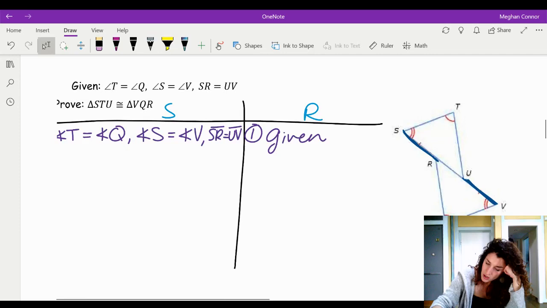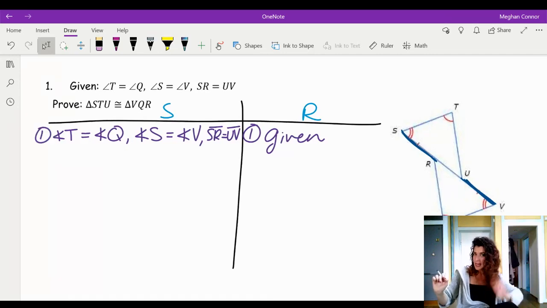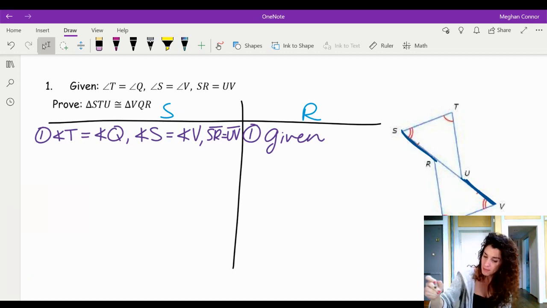Okay, so I have the two angles and I'm starting to realize I need a side of some kind in order to then be able to move on. And if I don't have that side, I need to build it up. I'm talking about a part of a side, so I want to talk about the whole side in order to be able to finish my statement. So first I'm going to do some segment addition.